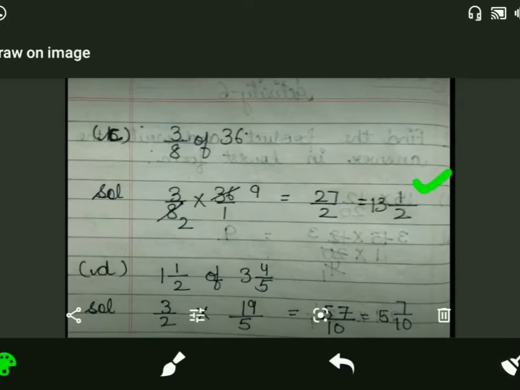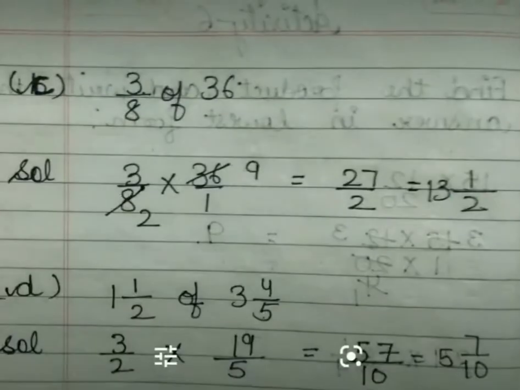Now student, we do D part. D part is same like C part only. First of all, student, what we do? 1 upon 2 of 3 4 by 5. Firstly, we convert it in an improper form. So first number will come 3 by 2 into, 3 5s are 15, 15 plus 4 is 19. 19 by 5 come. Now student, what we see?